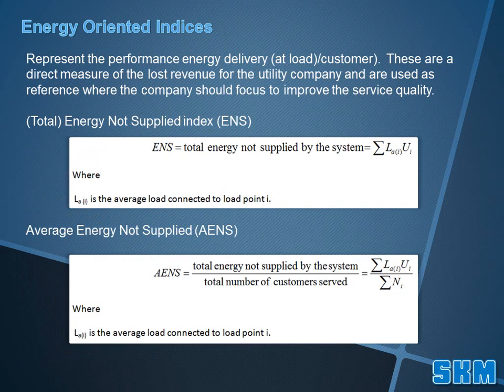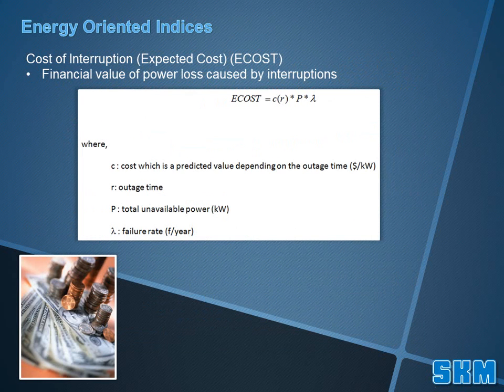The energy-oriented indices represent the performance of energy delivery. These are a direct measure of the lost revenue for the utility company or from lost production, and are used as a reference for where the company should focus to improve the service quality. There are three of them. Two are here: the total energy not supplied and the average energy not supplied. And the third one is the expected cost of the interruption. As stated earlier, for an industrial facility, this is the expected production downtime costs.